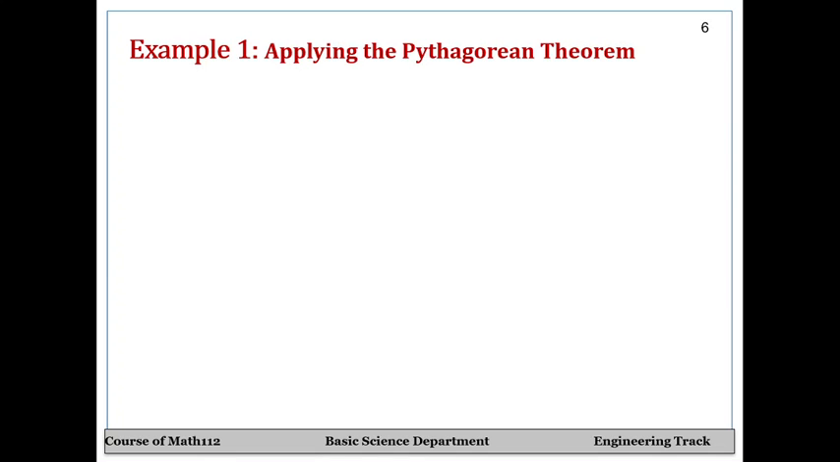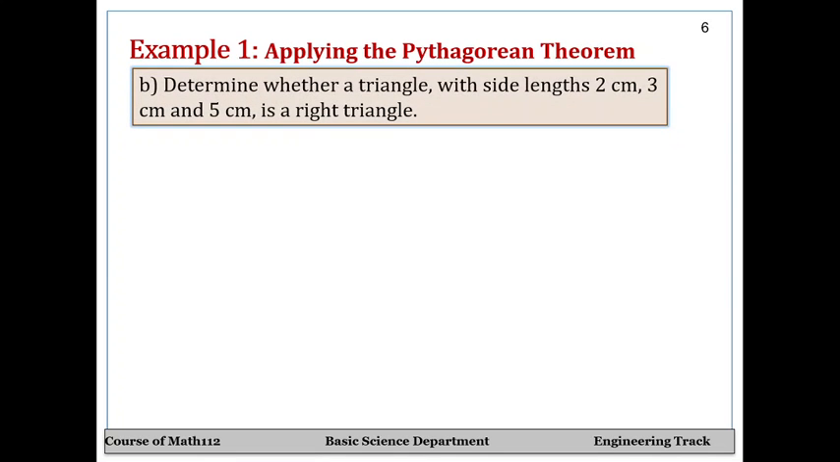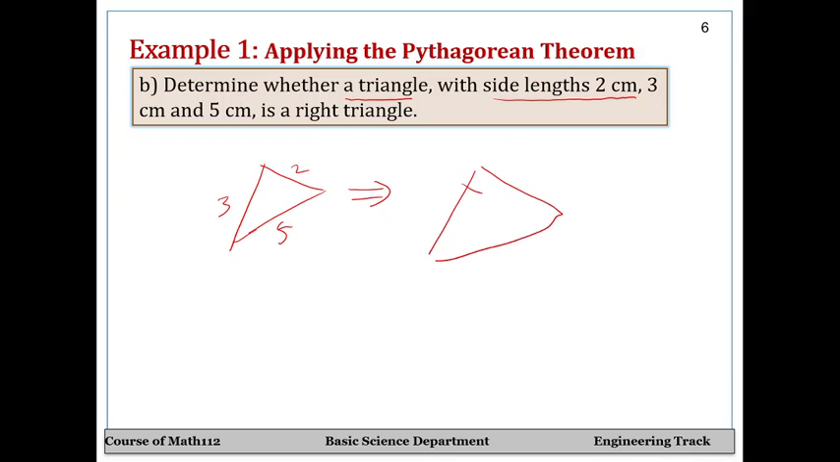Okay, let's look at another example. In this example, it says determine whether a triangle with side lengths 2 centimeters, 3 centimeters, and 5 centimeters is a right triangle. So assume you have a triangle with sides 2, 3, and 5. Is it a right triangle?